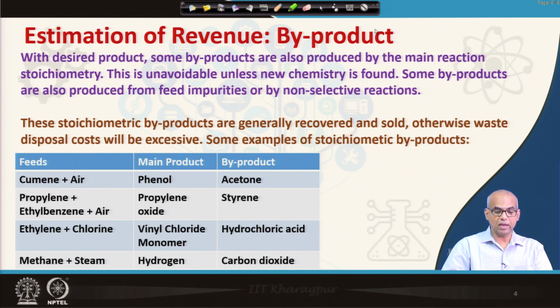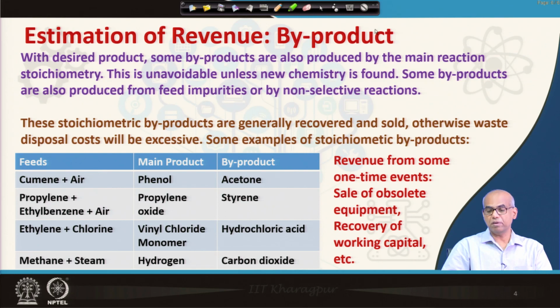From cumene and air, we produce phenol and we get acetone as byproduct. Propylene oxide is produced from propylene, ethyl benzene and air, and styrene is obtained as byproduct. Vinyl chloride monomer is formed from ethylene and chlorine, and hydrochloric acid is obtained as byproduct. Hydrogen is produced from methane and steam, and carbon dioxide is obtained as byproduct. So, we obtain revenue by selling products, main products, and also by selling sellable byproducts.